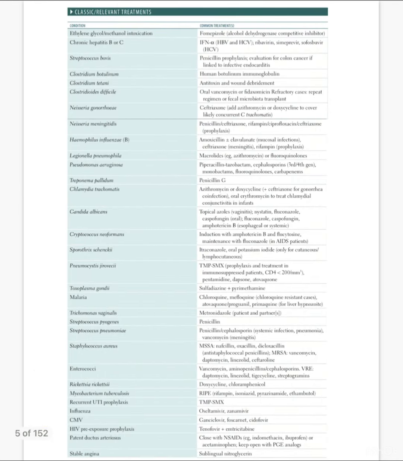Now coming on to the classical relevant treatments that can be asked as a long stem question or a clinical hint based question. So let's get started with it.